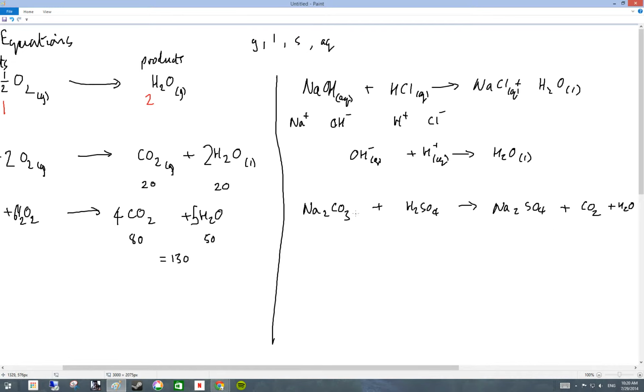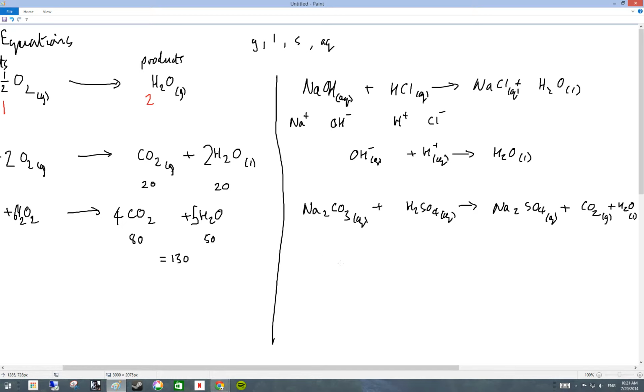Okay, so if we look at this reaction with our state symbols. That's in solution. Sulfuric acid is a solution. Sodium sulfate is soluble. Group 1 compounds are pretty much all soluble. And that's a liquid over there. And I think if you look at that one carefully, you'll find that that one actually balances straight off.